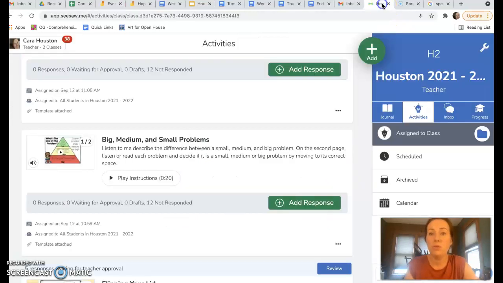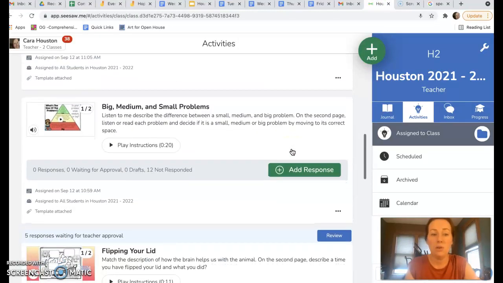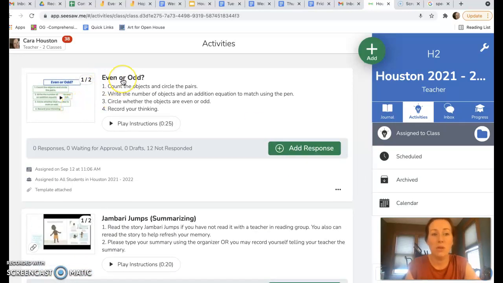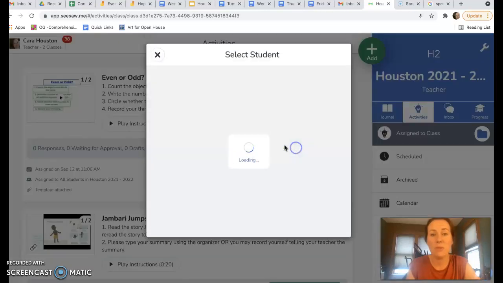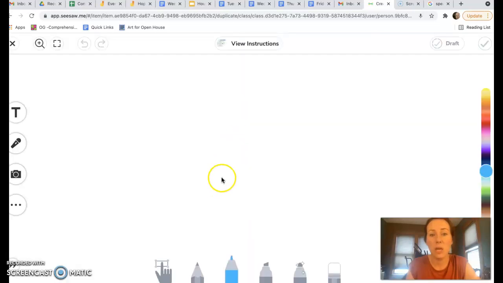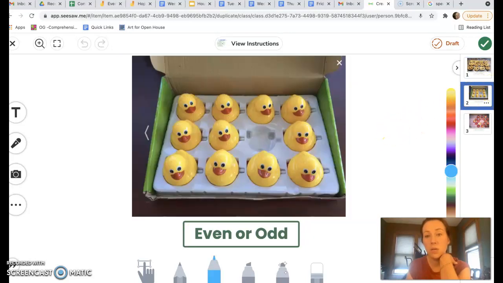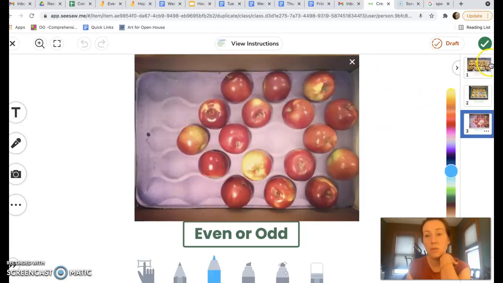What you're going to do is sign into Seesaw. You have a couple of assignments today, so please make sure that you click on the right one. You are going to go to even or odd. Click add response. Click on your name, and it will bring you to the activity. If you need to view or listen to the instructions, you can click up here if you can't remember. But you have 3 different pictures. Here's one, here's another, and then here's another.